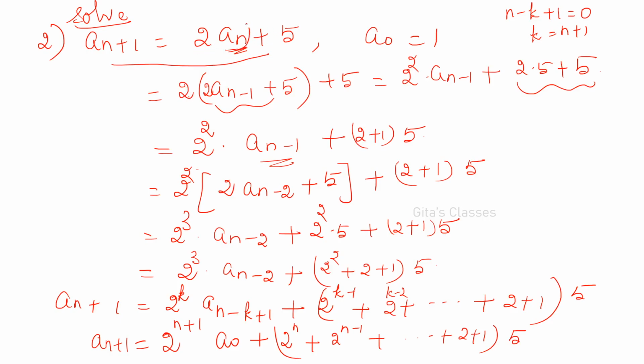So in the place of a n, how will you substitute? Twice the previous term, a n minus 1, plus 5. This is for a n. So that is why in the bracket the term is twice a n minus 1, that is the previous term, plus 5. It should be replaced for a n. Then we already have this 2 and 5. Then combine. Like this you proceed.